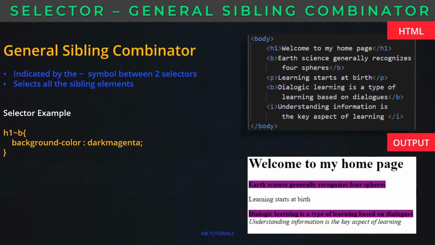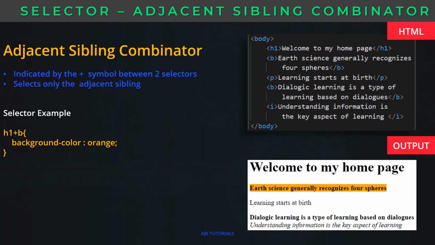The general sibling combinator selector is denoted by the tilde symbol. It is used to select a sibling of an element. In the given example, H1 tilde B, the selector selects all the B elements that are siblings to the H1 element. As you can see, there are two B elements which are siblings of the H1 element, and both the B tags will get selected as per our selector example.